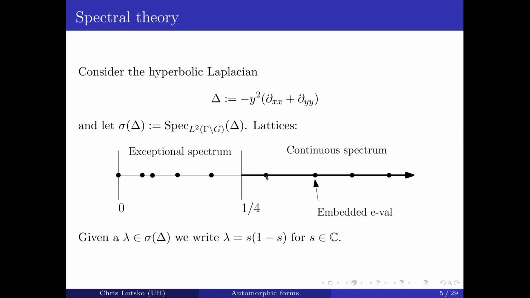Okay. Now, just a bit of notation. Given a point in the spectrum, it's more natural if you want to construct an L function or something to consider the spectral parameter, which is this S value, and we write lambda as S(1 minus S). Or you might see people write it as 1/2 minus S squared.